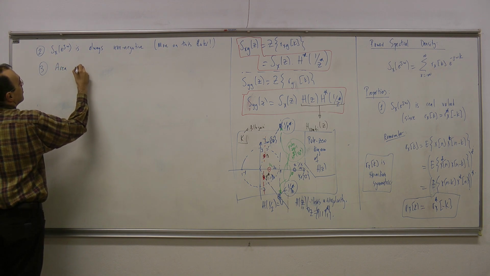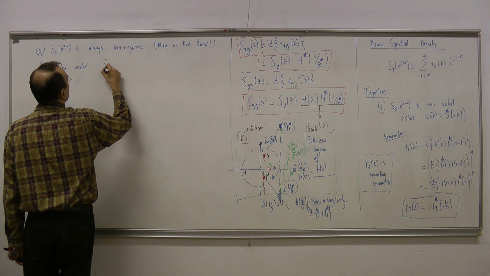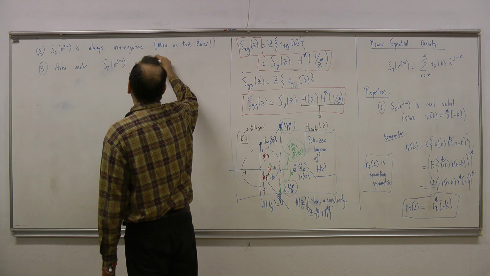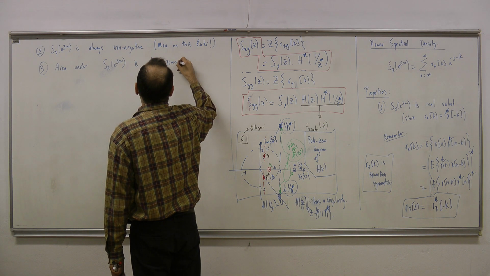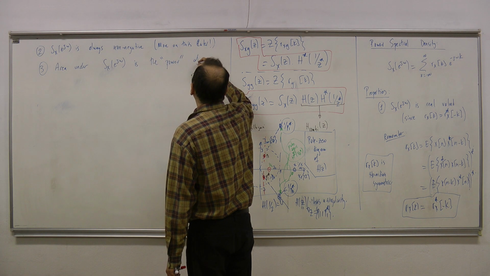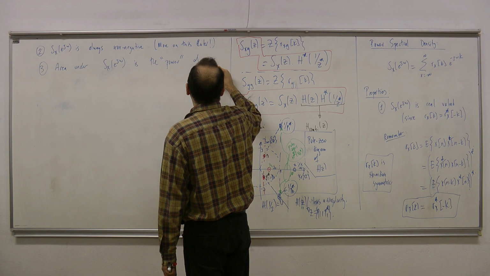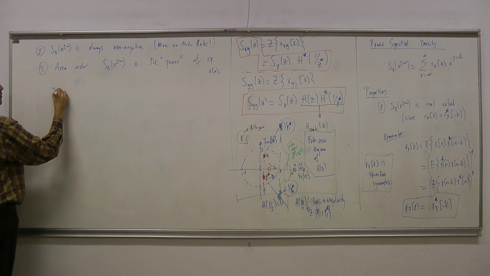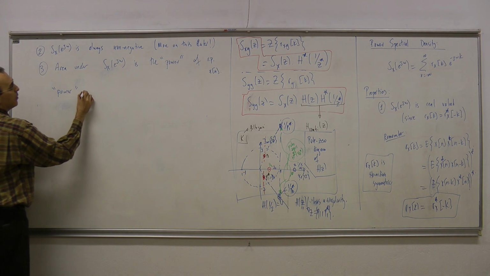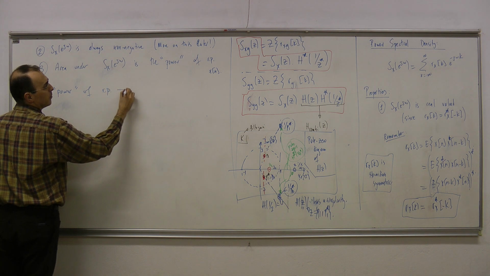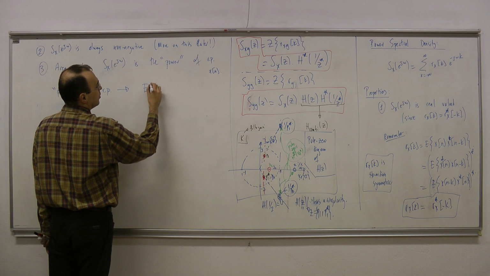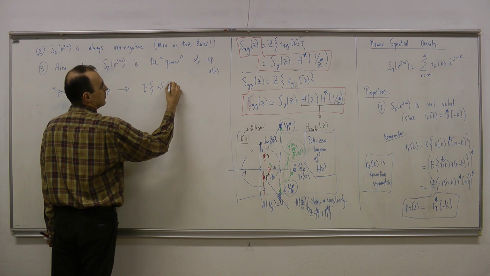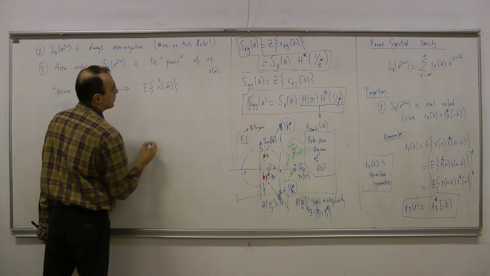Area under Sx e to the j omega is the power, this is important, of random process x of n. So what do I mean by this power of this random process? Power of random process, this is what we mean: expected value of x of n second power.